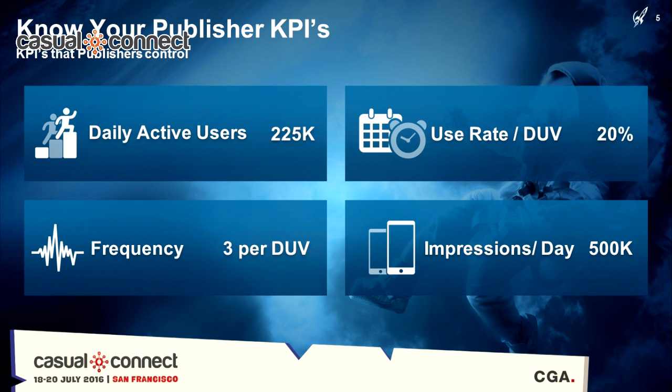what these numbers represent. So for example, frequency right now for our publishers, they're seeing about 3 videos per daily unique viewer and getting about 500,000 impressions per day. So that's what you add into the economy of the ad network and the advertisers, your daily impressions.